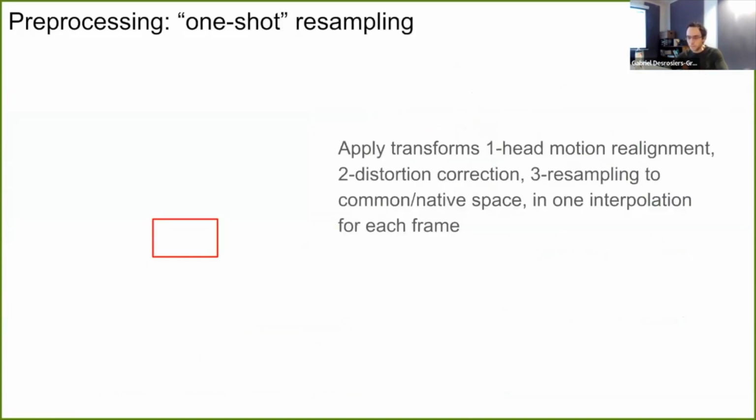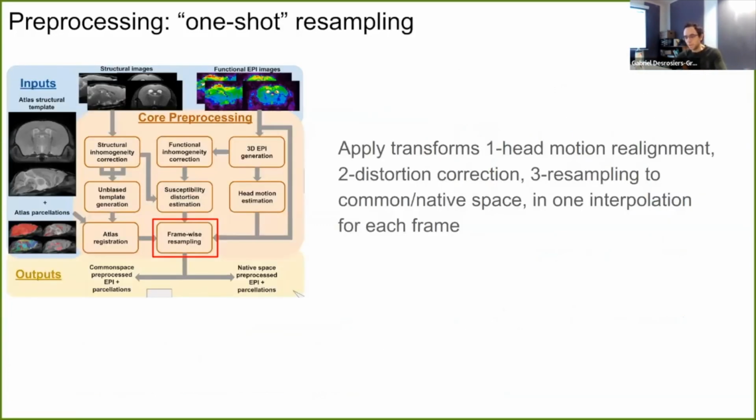And the final step will be to apply all of these transforms that were computed in one shot to each frame. Essentially, the transforms computed for head motion realignment, distortion correction, as well as resampling either to native or common space will be applied in one interpolation on each EPI frame. It's done in one interpolation to avoid having multiple resampling of the fMRI image, which can cause more loss of the original data. So we really want to minimize the number of interpolations. They're all combined together in one shot here. And that finalizes the pre-processing.